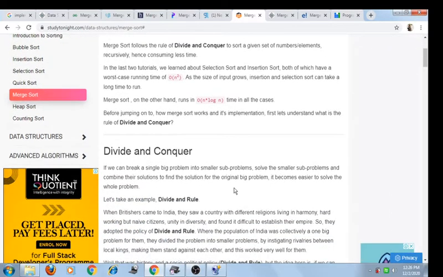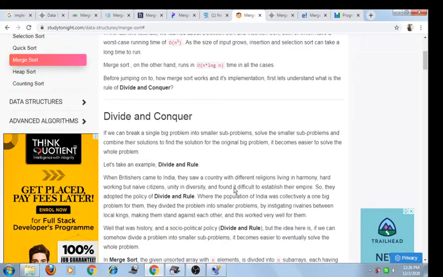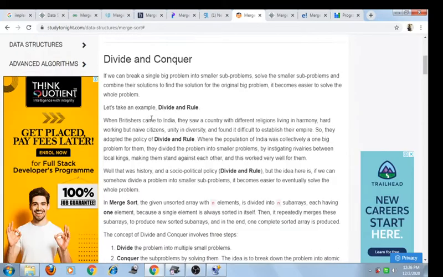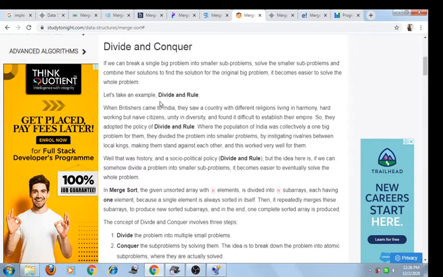Before starting merge sort, how it works and its implementation, first let's understand what the rule of divide and conquer is. In divide and conquer, if we can break a single big problem into smaller subproblems, solve the smaller subproblems and combine their solutions to find the solution for the original big problem, it becomes easier to solve the whole problem.